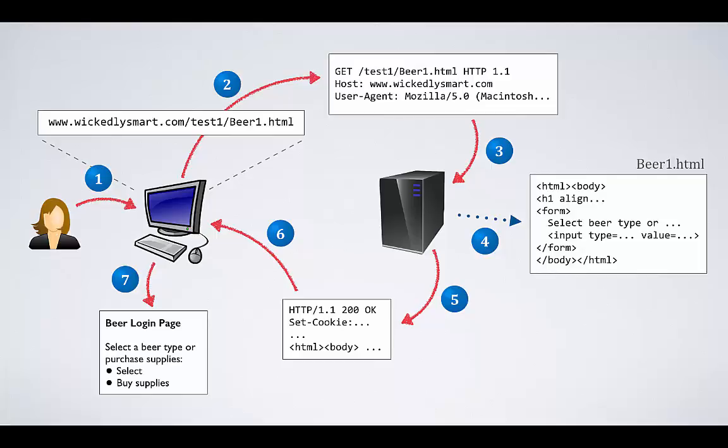Now let's look at an example of how everything works together. First, a user types a URL into a browser. Based on the URL, the browser creates an HTTP GET request. The GET request is sent to the server. The server finds the page identified in the URL. The server generates an HTTP response that includes the page. The HTTP response is sent to the browser, and the browser renders the HTML.